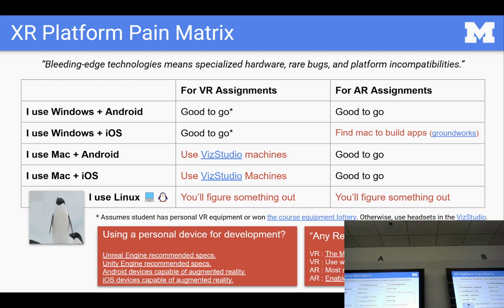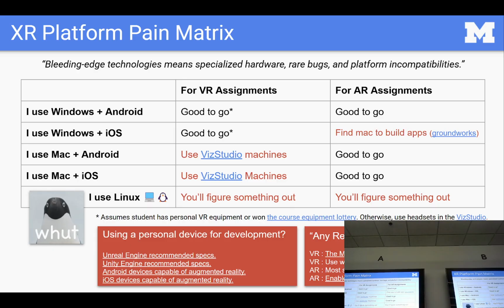Okay, how many of you have a Mac and an Android? None of you? Oh, interesting, okay? That was me for a while, too. Anyway, I really like Android. It's good stuff. Yeah, this is an easy situation. You can build Android apps from a Mac, and the problem with that is that you have to use the Viz Studio because a Mac cannot do VR stuff generally.